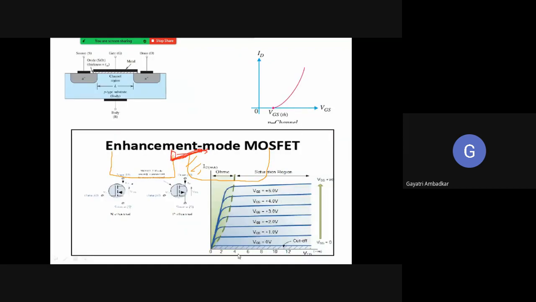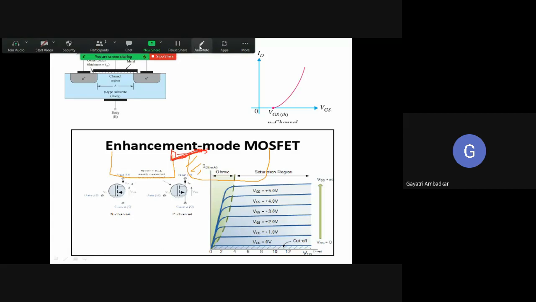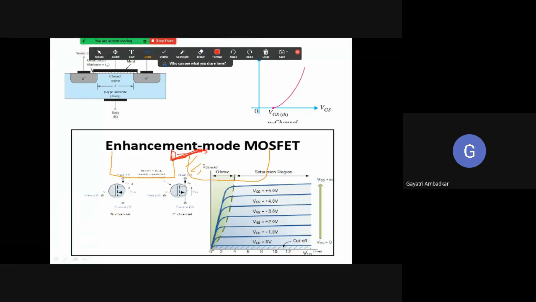So when the channel was wider, the current was increasing linearly. Look at this portion, linear increase. And after it is pinched off, the current remains almost constant. Okay. So we get these characteristics when you keep VGS equal to 1 volt. Here I am taking some random value so that you will understand.